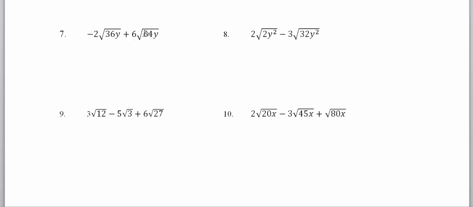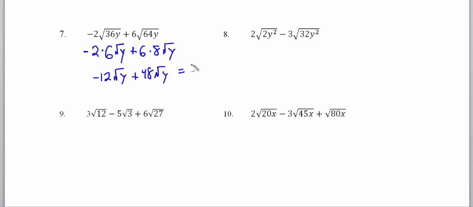These are different, but what they're going to do is give us a common term once we simplify the radical a little bit. Now what's nice about the square root of 36 is that it is a fully simplifiable radical to 6, because the square root of 36 is 6. And then the square root of y is kept inside because the y doesn't have the power of 2 to get out. And this is 6 times 8, because that is the square root of 64 times the square root of y. So we have negative 12 square roots of y plus 48 square roots of y. And that gives you a total of 36 square roots of y, because here we have that common term, the radical of y.